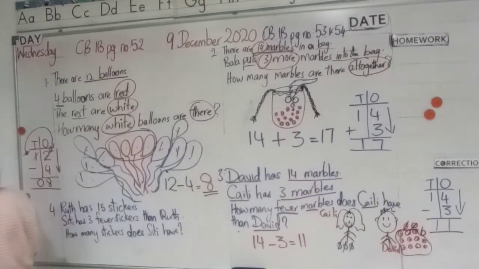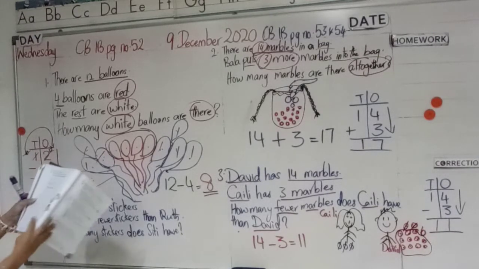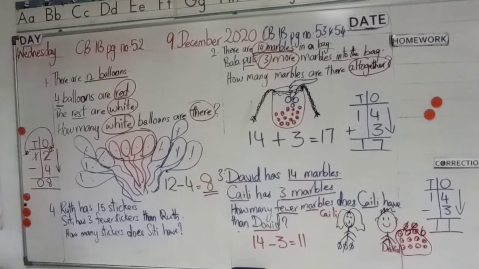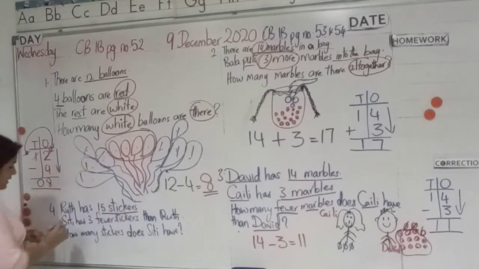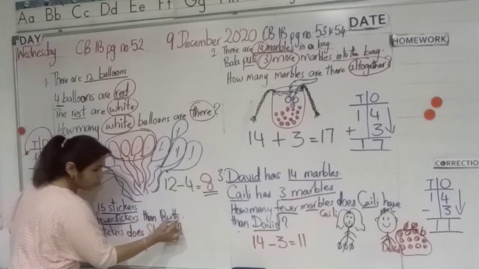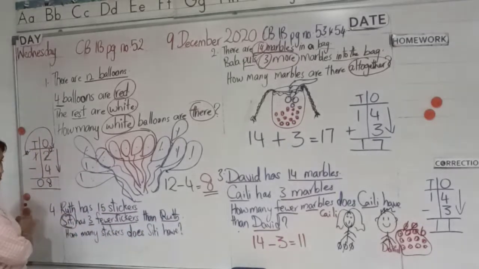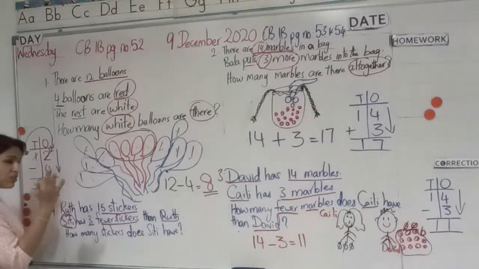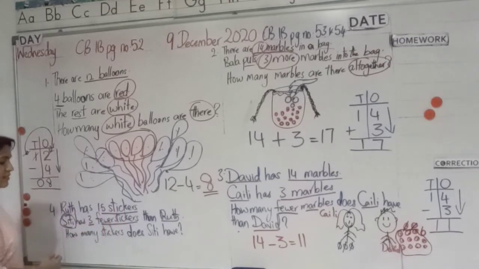Okay, now flip the page to page number 54. Here you can see David. David says Ruth has 15 stickers. Siti has 3 fewer stickers than Ruth. They are not telling us how many stickers does Siti have. They just said Siti has 3 fewer than Ruth. So how many stickers does Siti have?